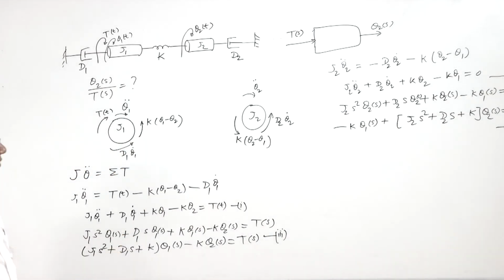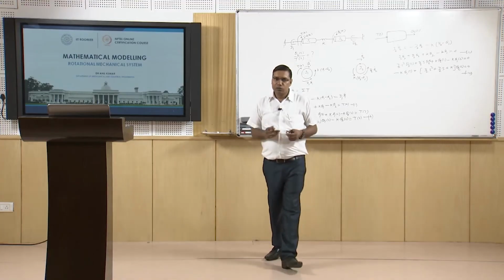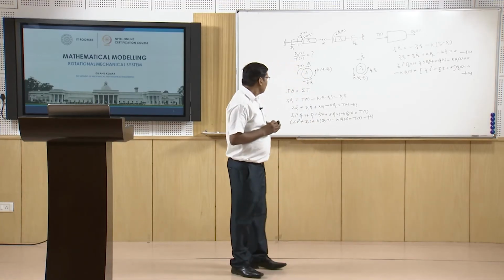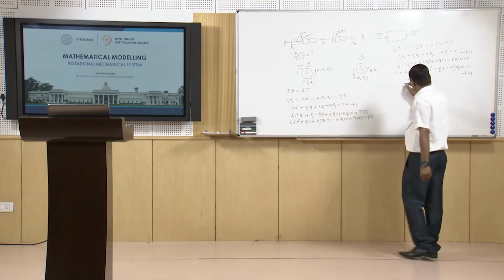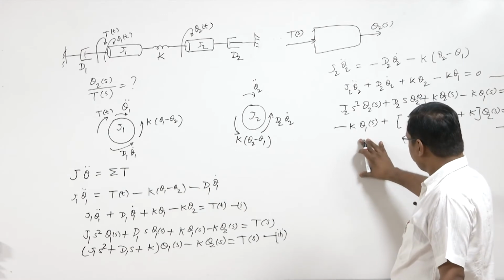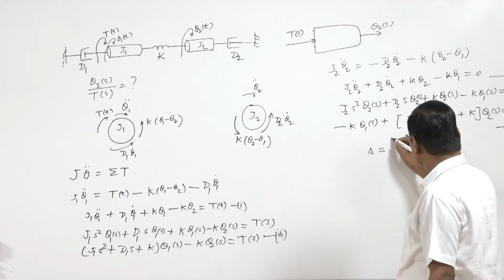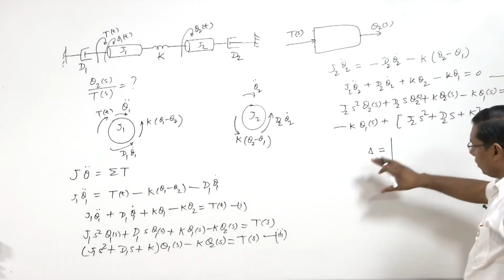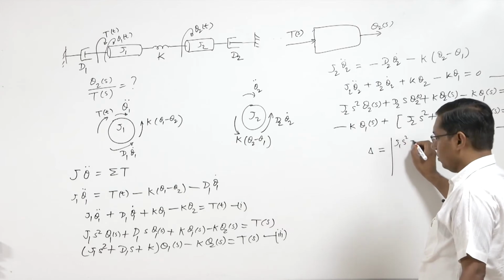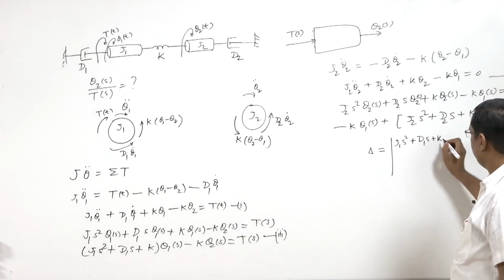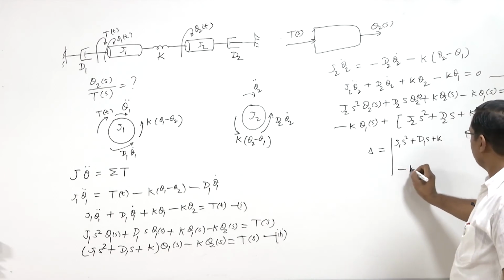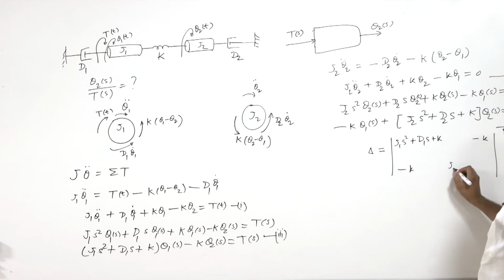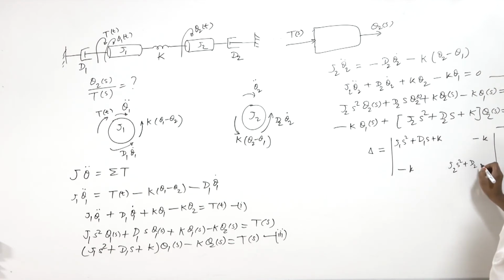Now for equations 3 and 4, we can apply Cramer's rule to find this transfer function. So Cramer's rule, as we saw, we can apply. So if our delta is the determinant, so here J1 S square plus D1 S plus K and minus K, and here minus K and this term J2 S square plus D2 S plus K. This is delta.